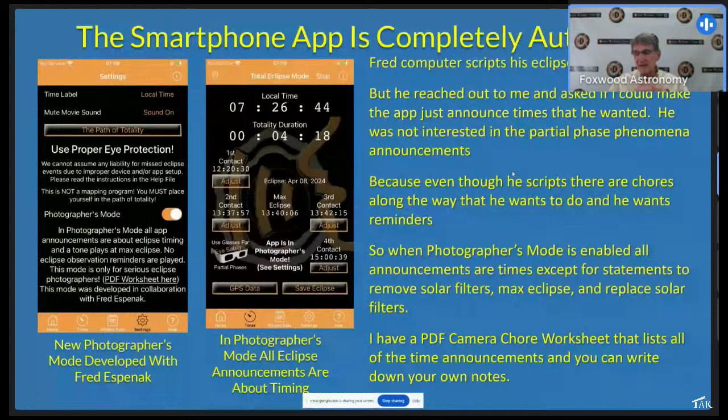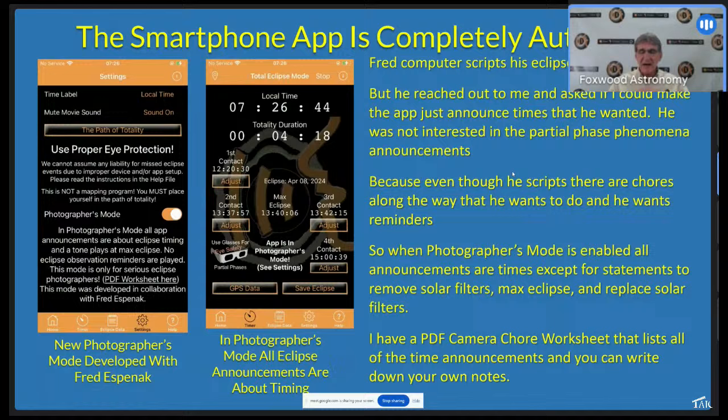Now, this last year, I was actually honored to work with Fred Espenak to add another feature to my app. You know, Fred scripts all of his eclipse photography now, but he reached out to me because he wanted my app to just announce times. He didn't care about the partial phase phenomena because even though he scripts, he has chores he wants to do that he wants to be reminded to do. So I programmed something called photographer's mode.